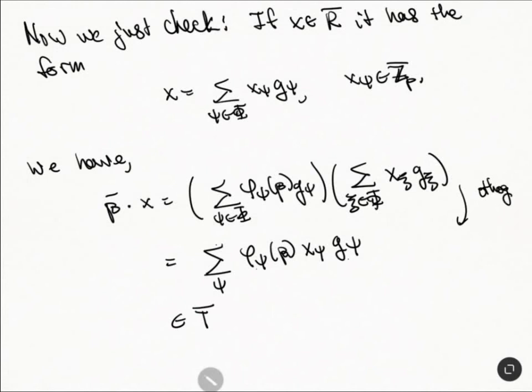And then this line, since phi psi of beta times G psi is an element of T bar. Okay, that's what we want to show. And that's it. And so let me make some remarks.